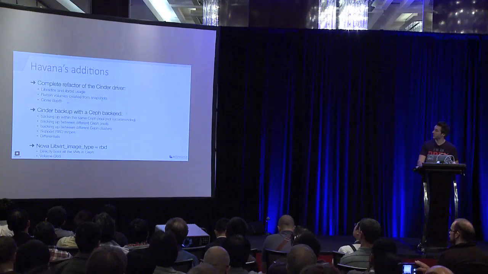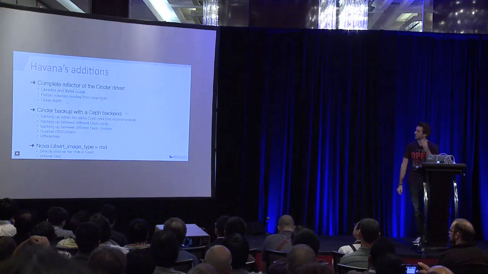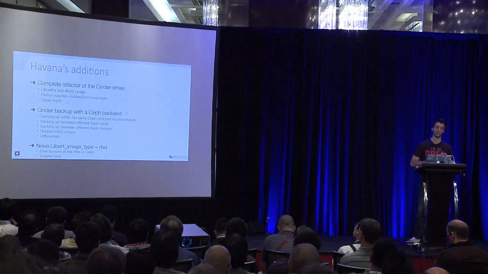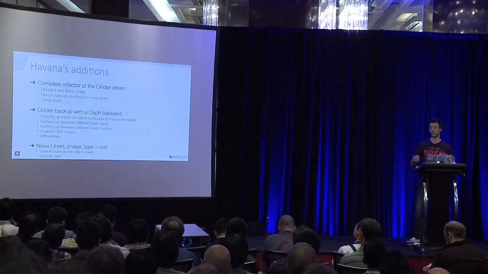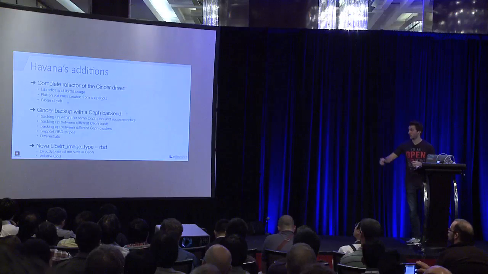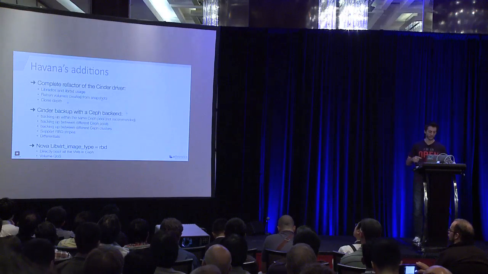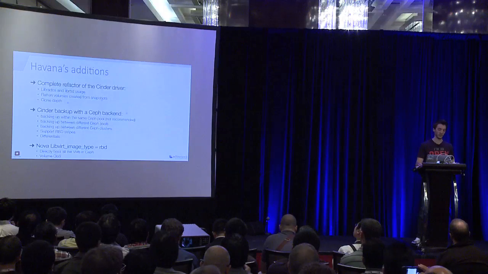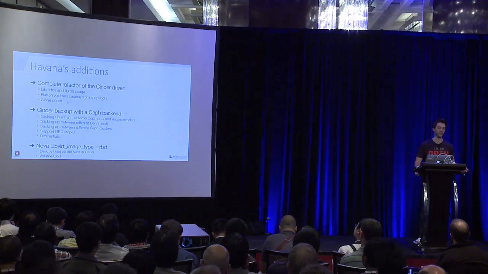Then Cinder backup was already present in Grizzly, but the only backend was Swift. So now we can do backups from Ceph to Ceph as well. The way we can do it is you can back up within the same pool, which is not recommended because it's just the same machine, so you don't isolate anything between domain failures.